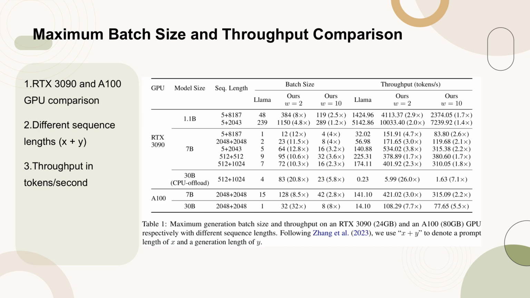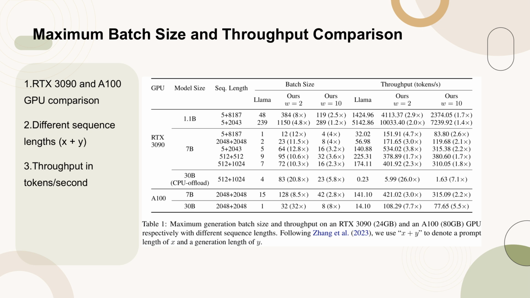Table 1 presents a comparison of the maximum batch sizes and throughput for standard Llama models and our models on two types of GPUs, the RTX 3090 and the A100. The table highlights the performance with various sequence lengths denoted as x plus y, where x is the prompt length and y is the generation length. The throughput is measured in tokens per second, showing significant improvements in batch sizes and throughput for our models across all settings.